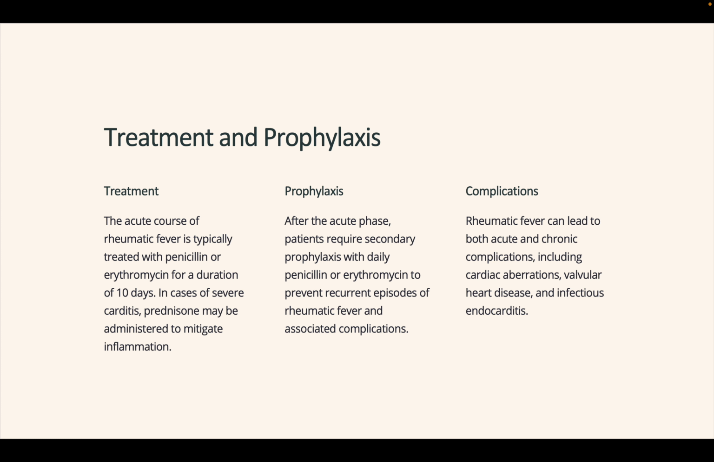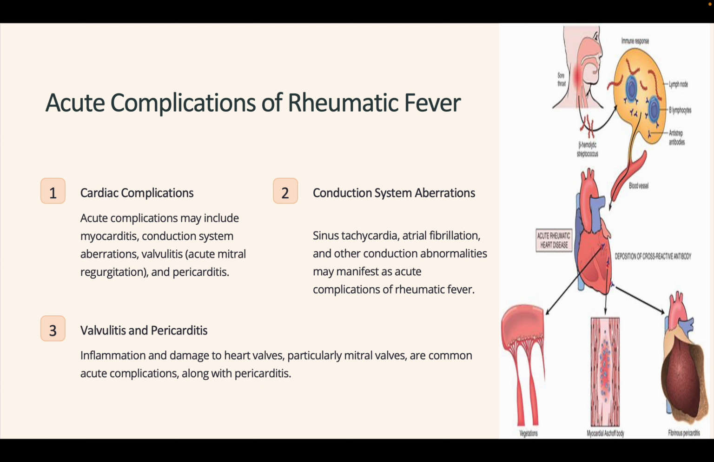The complications of rheumatic fever can lead to both acute and chronic complications, including cardiac abnormalities, valvular heart disease, and infective endocarditis. So here it is. Cardiac complications, acute complications may include myocarditis, conduction system problems, valvulitis, and pericarditis. So the conduction system problems are sinus tachycardia, atrial fibrillation, and other conduction abnormalities that may manifest as acute complications of rheumatic fever.